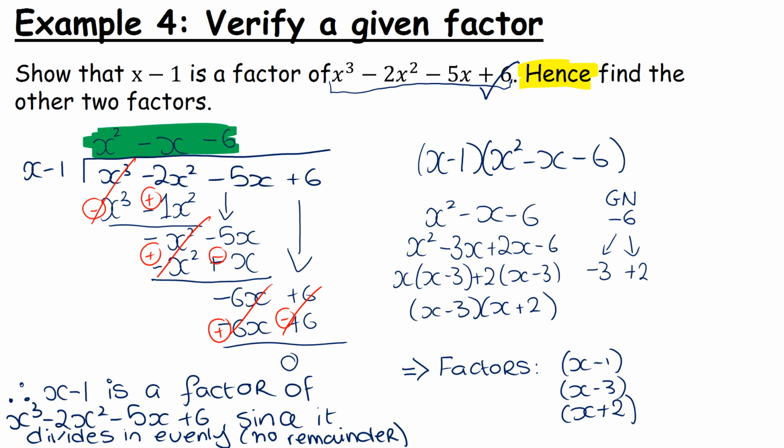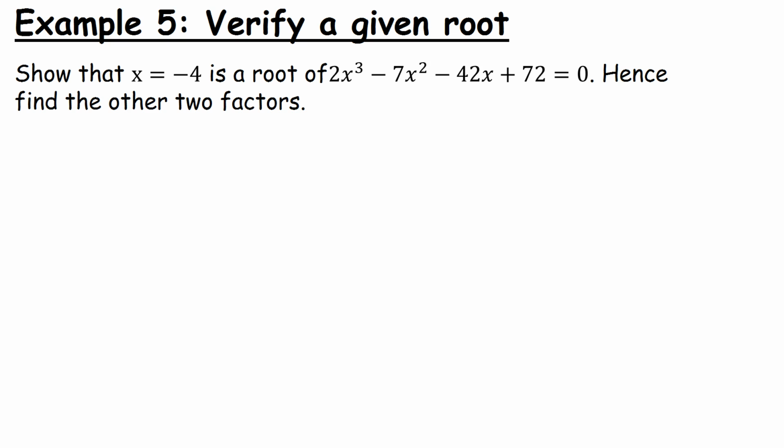So that is how we would work if we were asked to show that something is a factor of a polynomial. So this is the last example that I'm going to do. Very similar to the previous example, it's asking me to verify a given root. So I suppose there's two ways that we can look at this, and I'm going to do both ways. So we have been given this x equals minus 4. So that is a root of the equation. So they want to show that that is a root of 2x cubed minus 7x squared minus 42x plus 72 equals 0.